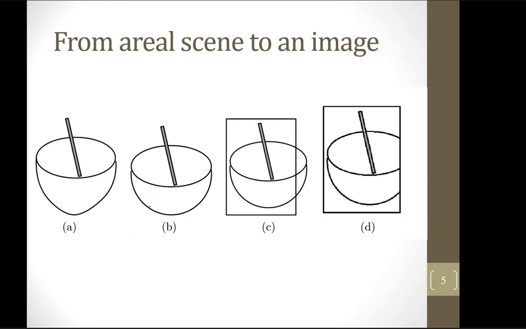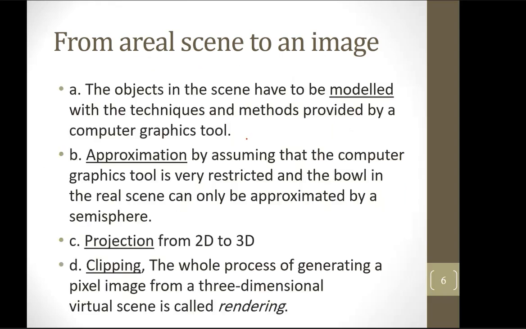Then, while making the rendering, if you want to create the image, the image will be one part of this world. Here you can see that we are using this window to select one part of the model image. The user will see only this part, and this is called the scene. So we go from the real scene to an image.